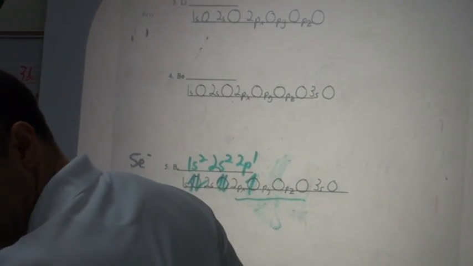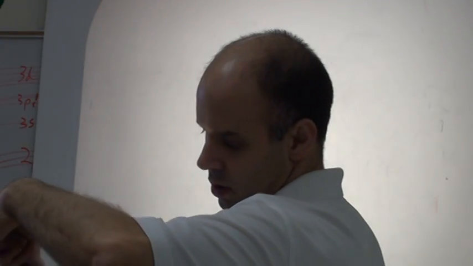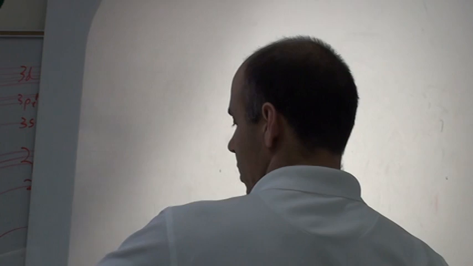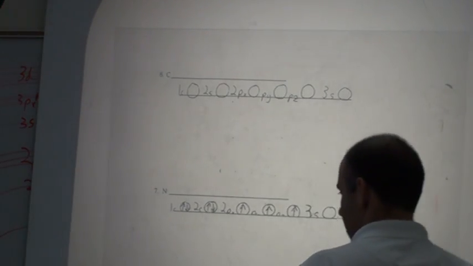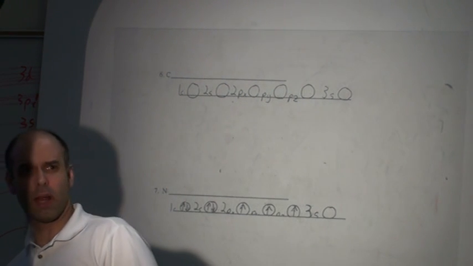We'll do 2 more together. Let's do carbon and nitrogen. Carbon has 6 electrons.